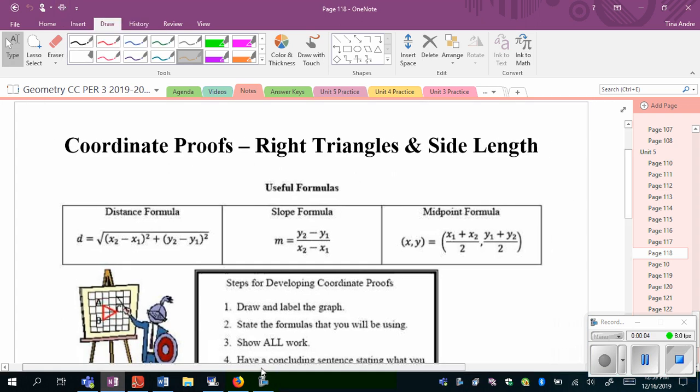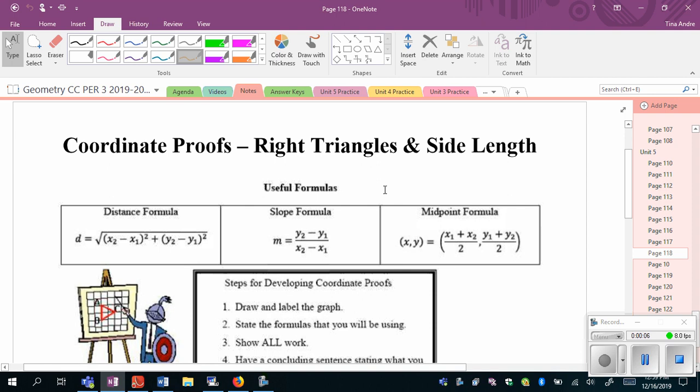In this video, we're going to do more with coordinate proofs, and we're going to look at how to determine if a triangle is a right triangle on the coordinate plane. So some useful formulas are below. We've used the distance formula to show isosceles triangles, scalene triangles, and equilateral. Today we're going to look at using the slope formula to show right triangles. And the midpoint formula we're really not going to be using for these triangle proofs, but we will use later for some other types of proofs.